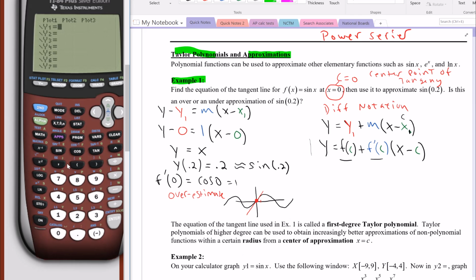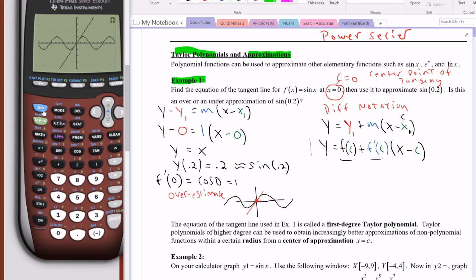Come on, calculator, there we go. So we're going to graph sine x, and we're going to graph our tangent line x, and you can see there's sine x, and our tangent line goes up like that, and you can see it looks like it follows the sine curve pretty well right there in the middle, right? If you look near 0, that tangent line is a pretty good approximation.